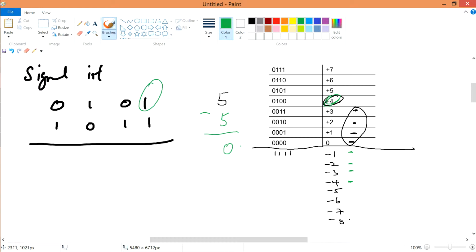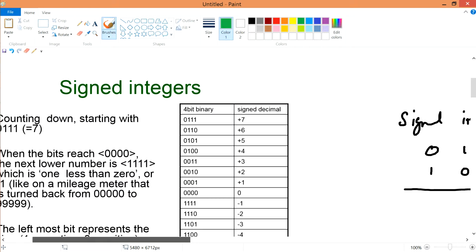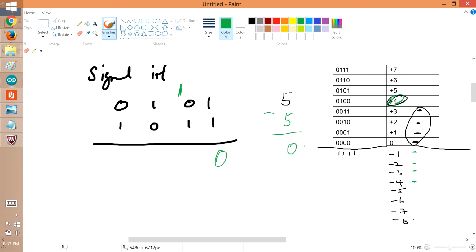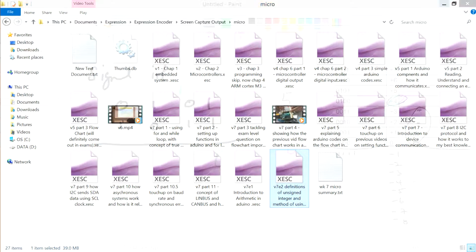So likewise, 1 plus 1 is equal to 0. You bring forward 1. This is the rule from our previous video. If you haven't watched the previous video, I suggest you watch it. Watch the previous video when you come back. The previous video is actually v7e3, sorry.